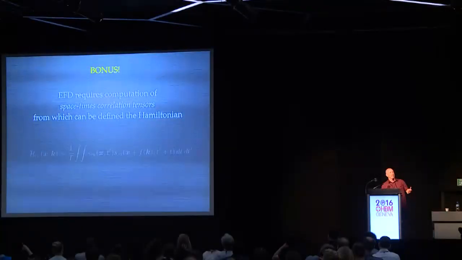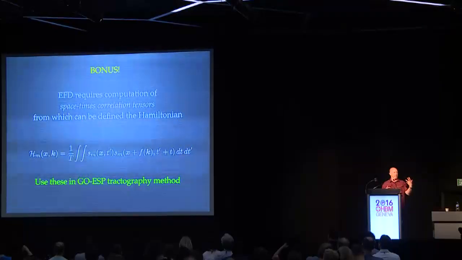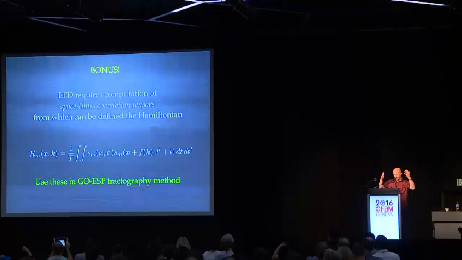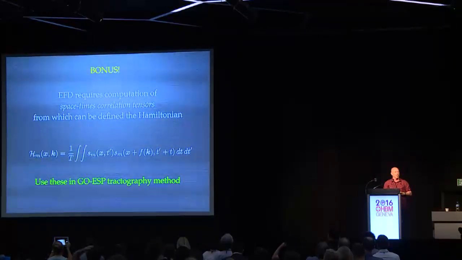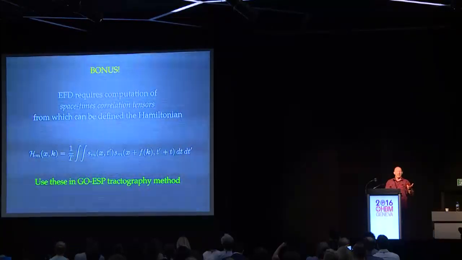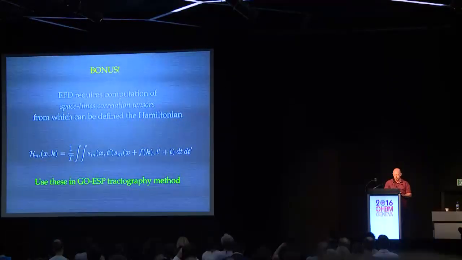Now there's a bonus here, which is kind of interesting. We're looking at coupling information, space-time coupling, so part of the calculation is to calculate space-time correlations. And so we're left with a space-time correlation tensor. What you can do is use these to define another Hamiltonian. You can just put these into your tractography algorithm, because our tractography algorithm is using tensors.